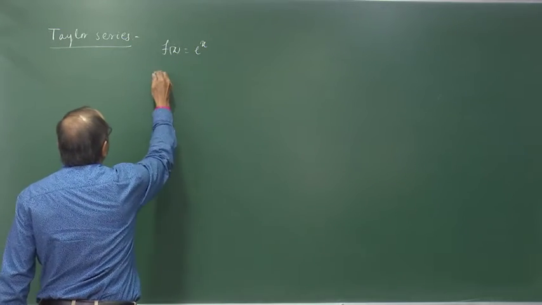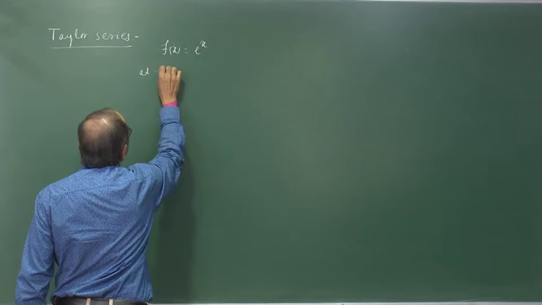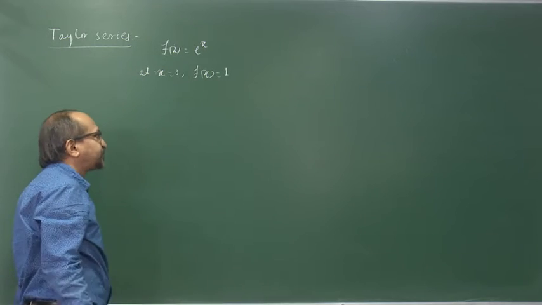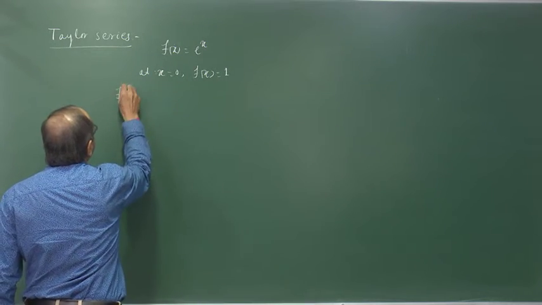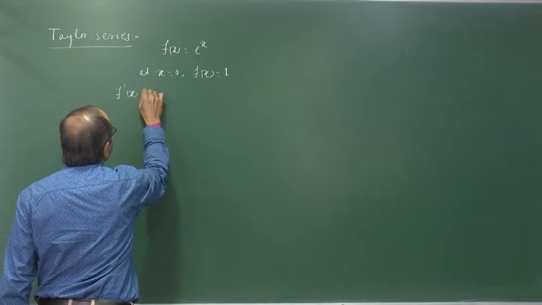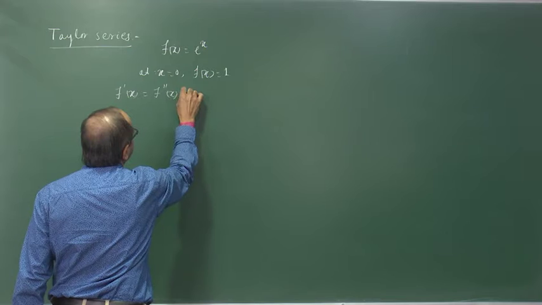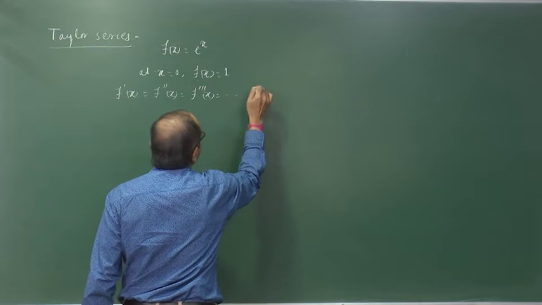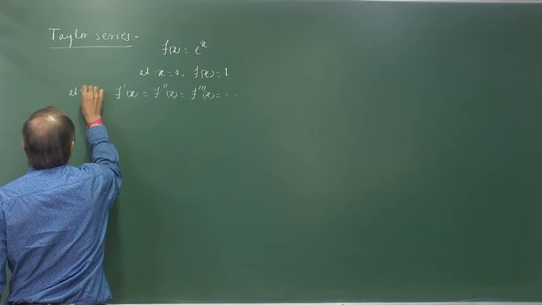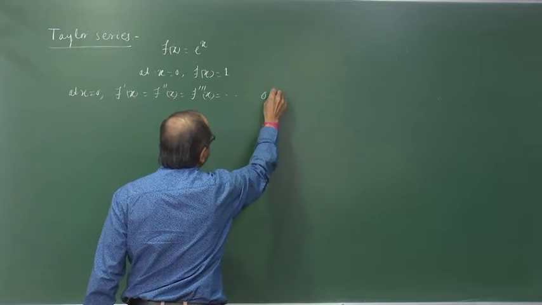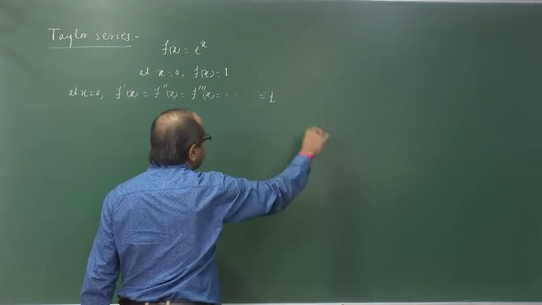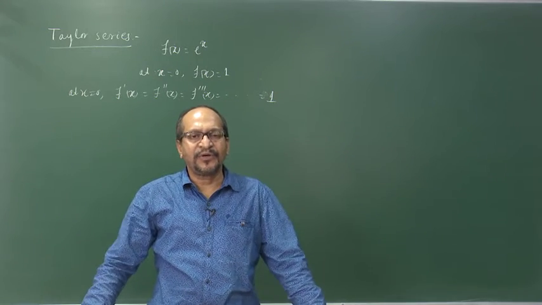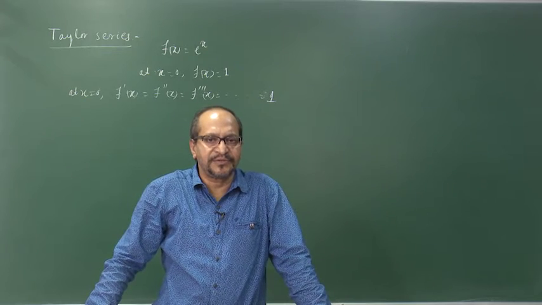Then at x is equal to 0, the function value is 1, is it not? And we know f dash of x is e to the power x, f double dash x is e to the power x, the third derivative is e to the power x, and so on. So at x is equal to 0, all the higher order derivatives are equal to 1. So the function value at x is equal to 0 is 1, and all the higher order derivatives at x is equal to 0 are also 1.